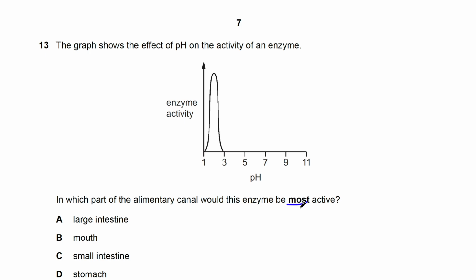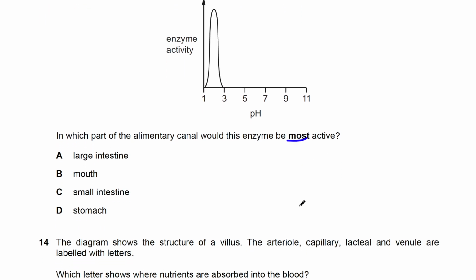This is very simple and easy. Let me just scroll it up a little bit. Well, it's very clear we are talking about the optimum pH. It's 2, so it's the stomach. Why am I choosing the stomach? Because the pH in the stomach is 2, the large and small intestine are slightly alkaline, between 7.5 and 8, and inside the mouth it's around 6.8 to 7. So the right answer is the stomach.